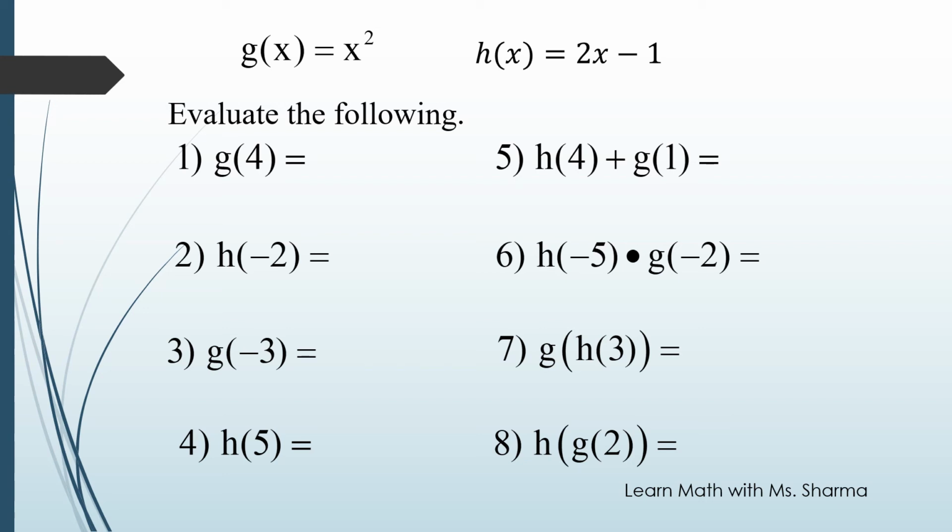7, g of h of 3. So first we find h of 3, then plug in the value of h of 3 in g of x. Number 8, h of g of 2. So first we find the value of g of 2 and then plug it in h of x.